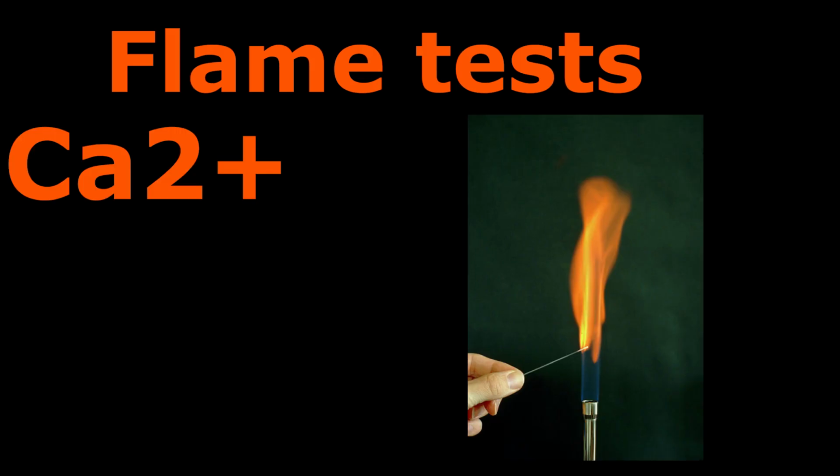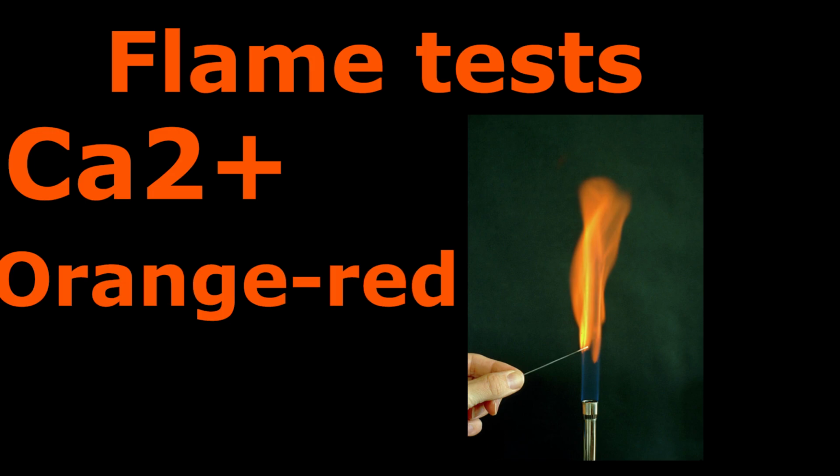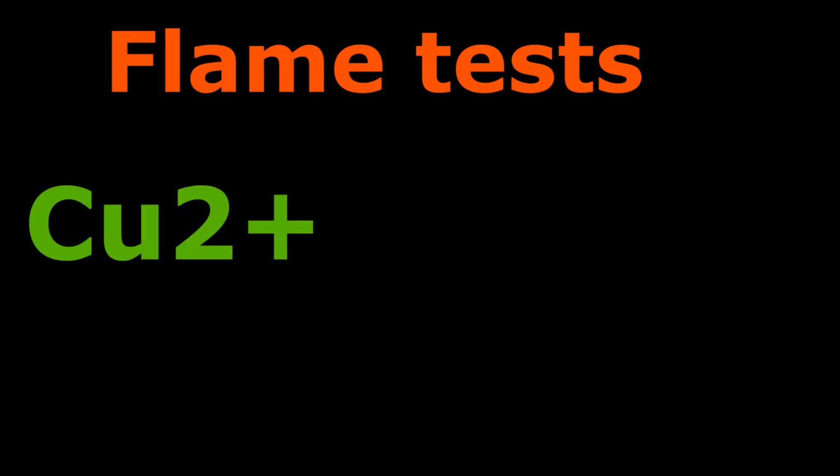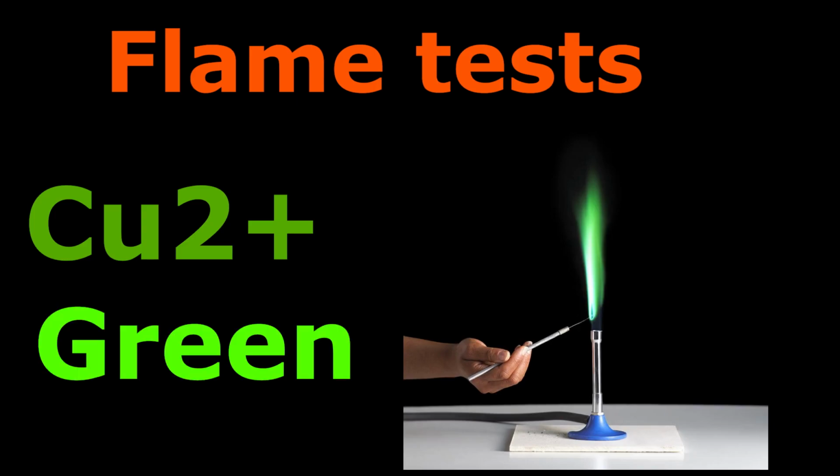Calcium, the ion for calcium is Ca2+. It makes an orangish red or brick red, so an orangish red color flame. Again, very distinctive, very different to the natural color of the flame. And my favorite, the copper 2 ion, so the Cu2+ ion, turns flames a green color, a bluish green color. So that's the flame test.